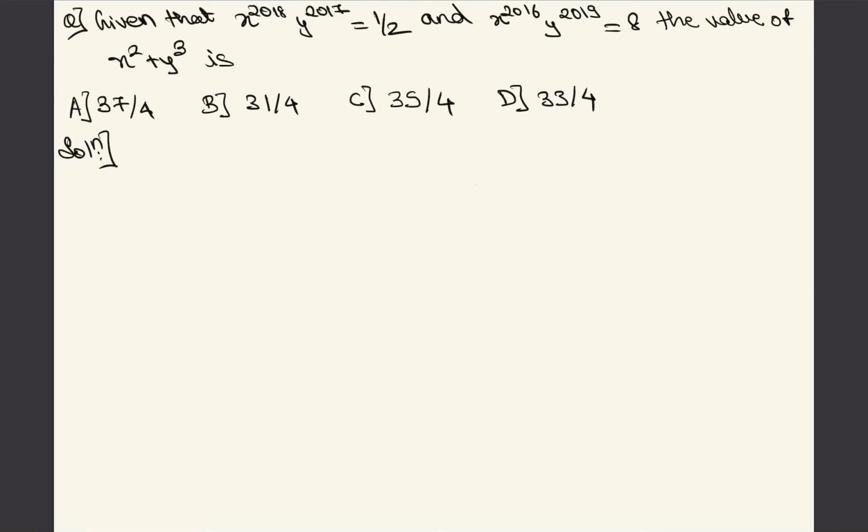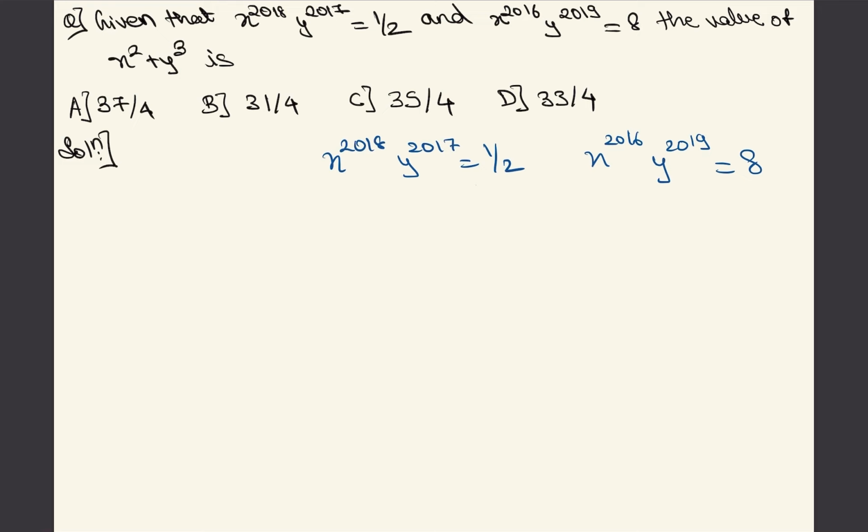So let's take a look at this question. We have x to the power 2018, y to the power 2017 is equal to 1 by 2, and x to the power 2016, y to the power 2019 is equal to 8.